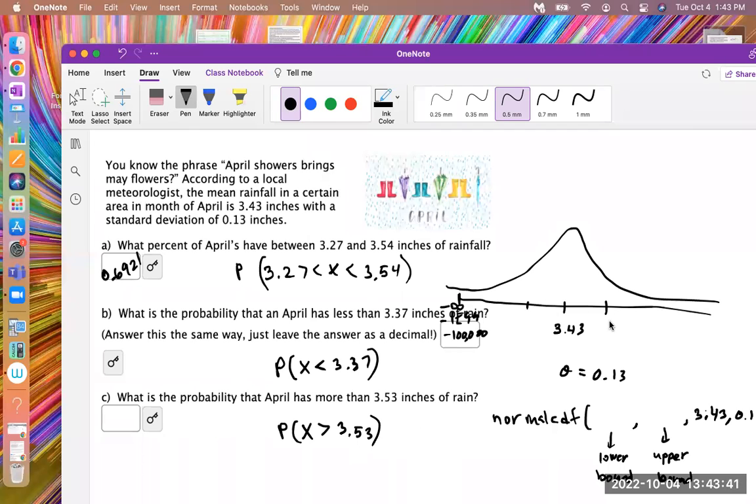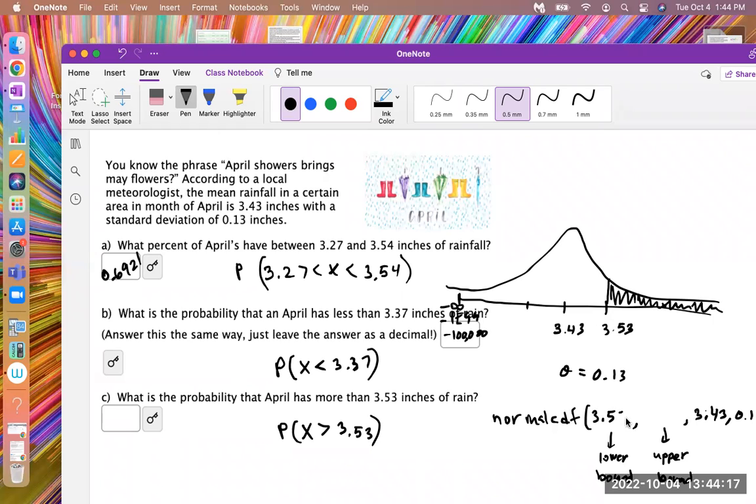So 3.53 is to the right of the mean. And the value is bigger. We're trying to find the probability of it being bigger than 3.53. So we shade and find the area under the curve where the numbers on the x-axis are bigger than 3.53. And when we go to the right, the numbers get bigger. So that's our area. Now I read it from left to right to find the lower bound and upper bound. Where the shading starts is 3.53, so that's what we want here.